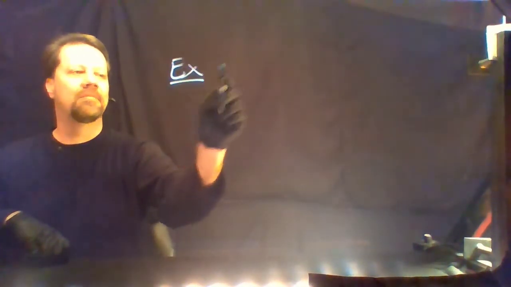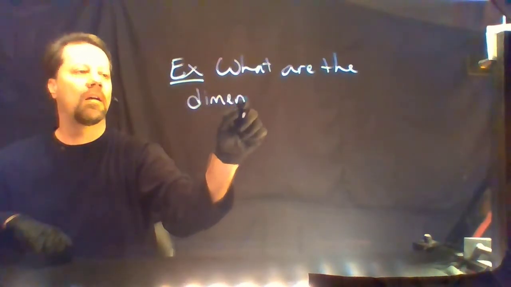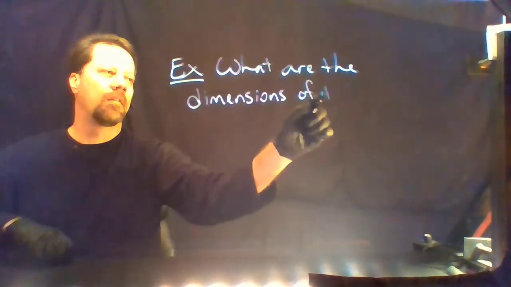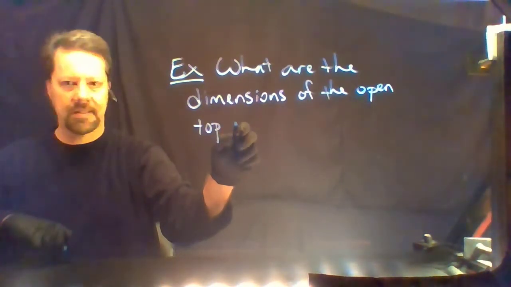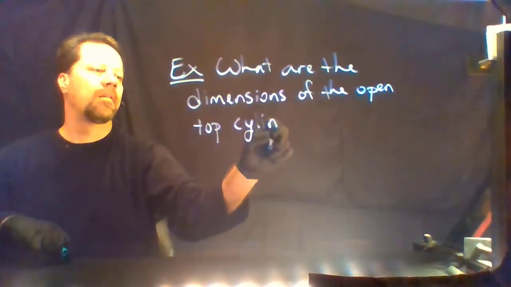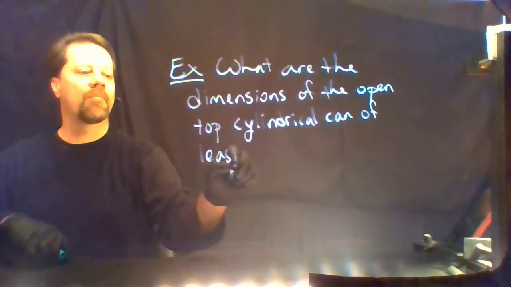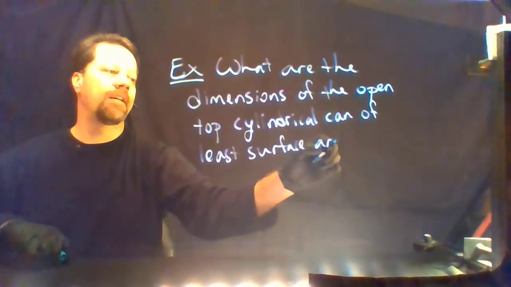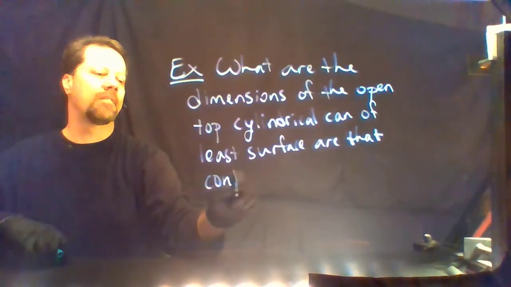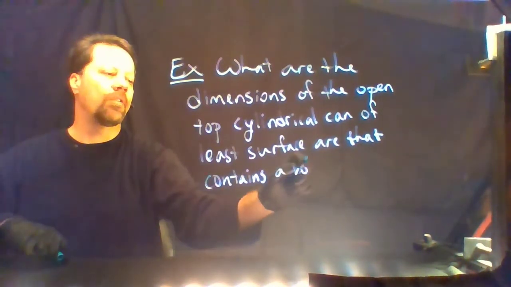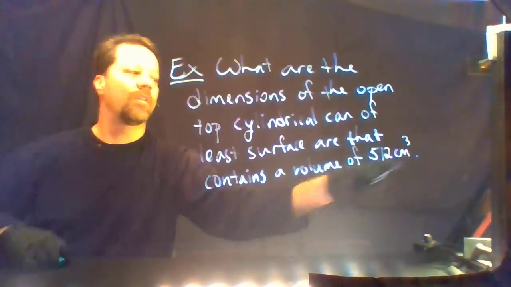On this next problem, what are the dimensions of the open top cylindrical can of least surface area that has a volume of 512 cubic centimeters.